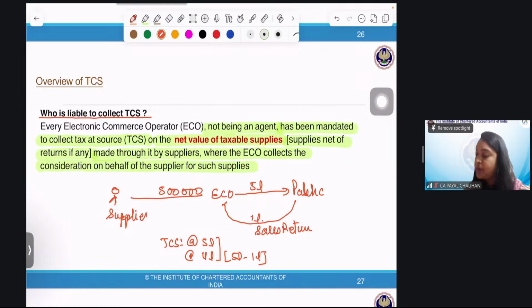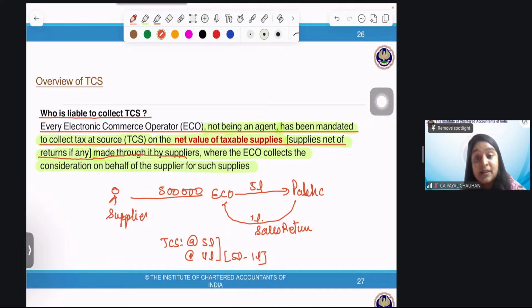Perfect, Tanu. See, every electronic commerce operator, not being an agent, has been mandated. It is compulsory, irrespective of value of supply. Even if it were 50 rupees, TCS would have been deducted, to collect tax at source on the net value of taxable supply. Net value means supply, net of return, if any, made through it by the supplier, where the eco collects the consideration on behalf of the supplier for such supplies.